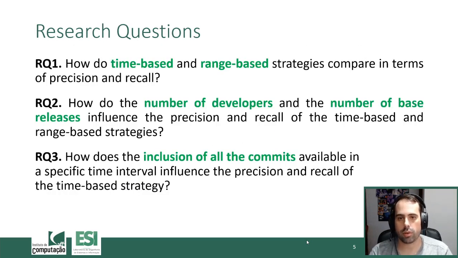In this paper, we answer 3 research questions. RQ1, compare the strategy. RQ2, evaluate 2 factors that may influence the strategy, the number of developers and the number of base releases. RQ3 evaluates the inclusion of unreachable commits in the time-based strategy. As we explained earlier, it may happen by a mistake with unfamiliar developers.